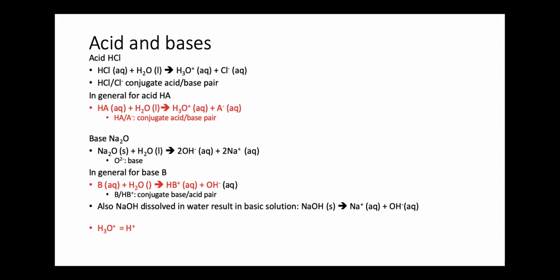We can do the same for a base. So O2- is the base here, accepting an H+ from H2O, and OH- is formed. More in general, when we have a base B accepting an H+, HB+ is formed. The B and HB+ are my conjugate base-acid pair. They always go together. And of course, sometimes we have ionic compounds like sodium hydroxide. When we dissolve it in water, we receive a basic solution because it contains a lot of OH-. And remember, when we talk about H3O+, it's the same as H+, because H+ plus H2O is H3O+.